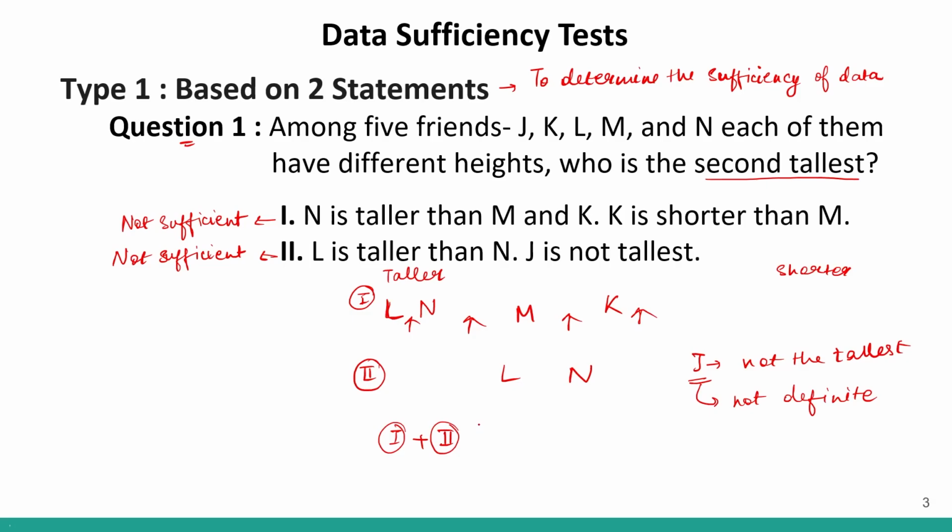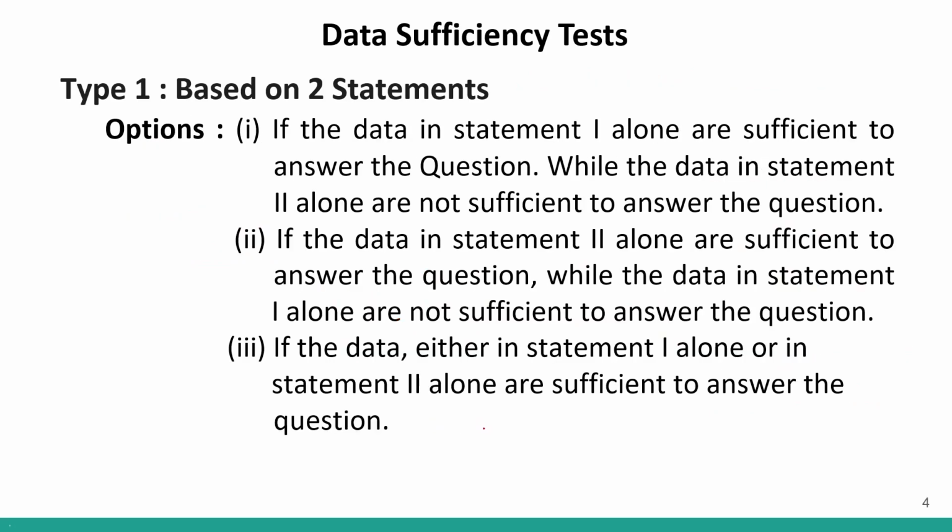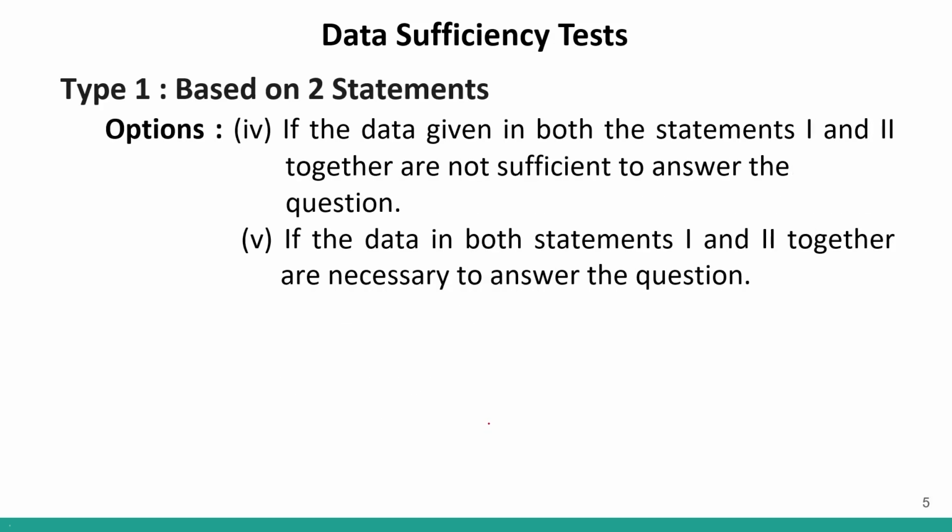So if I look at the options, my answer should be that neither statement 1 nor statement 2 is sufficient to answer the question. Option number 4 says that the data given in both the statements 1 and 2 together are not sufficient to answer the question. This will be my correct option. Option number 4. Clear?